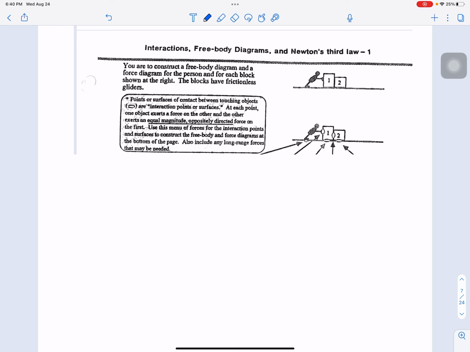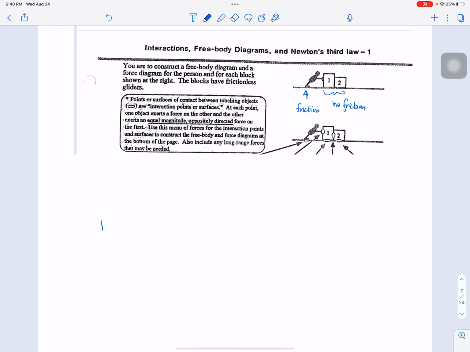So if we read it, we are to construct a free body diagram and a force diagram for the person, and for each block shown at the right, the blocks have frictionless gliders. So as we look at this diagram, we know that we're going to have friction here, and then these have no friction. And so the first thing that we're going to do is a schema.